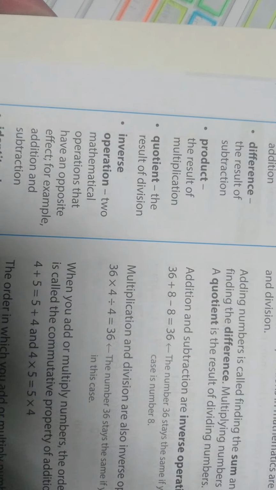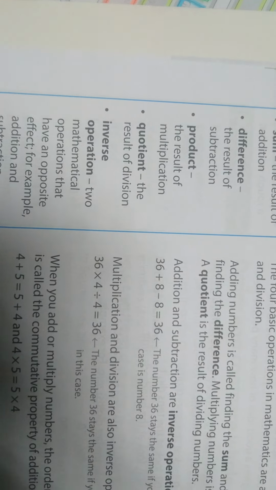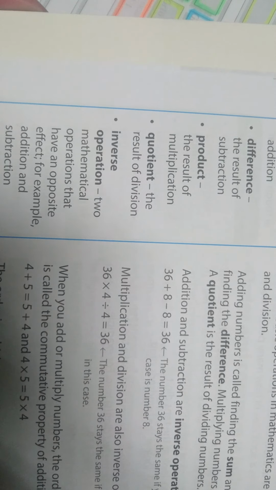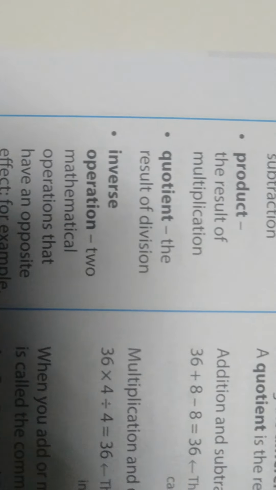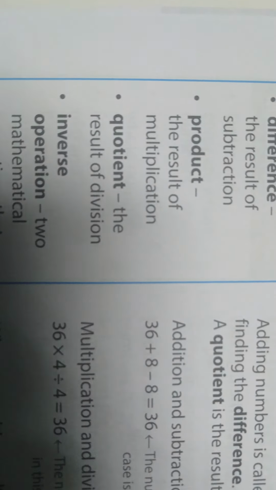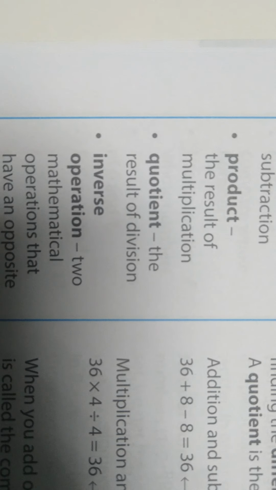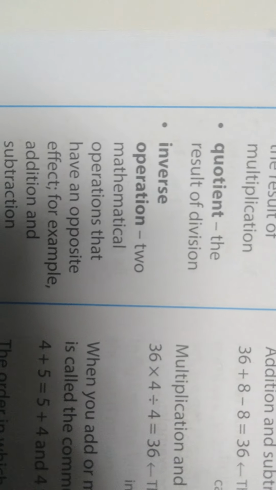The difference is the result of subtraction. So if I say find the difference between 4 and 10, you will say 10 minus 4 and give me an answer. Product is the result of multiplication. If I say give me the product of 10 and 4, your answer will be 40. You will multiply the two numbers together.